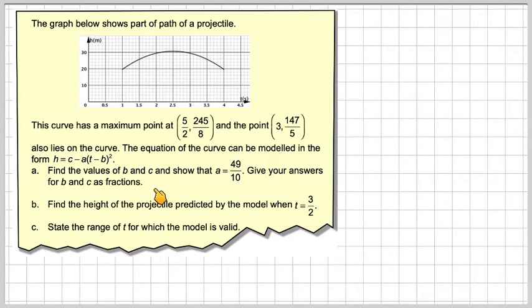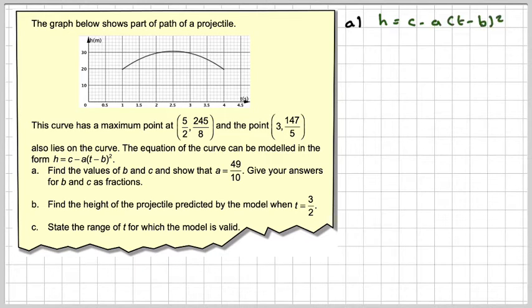(a) Find the values of b and c and show that a is 49/10. Give your answers for b and c as fractions. (b) Find the height of the projectile predicted by the model when t is 3/2 and state the range of t for which the model is valid.